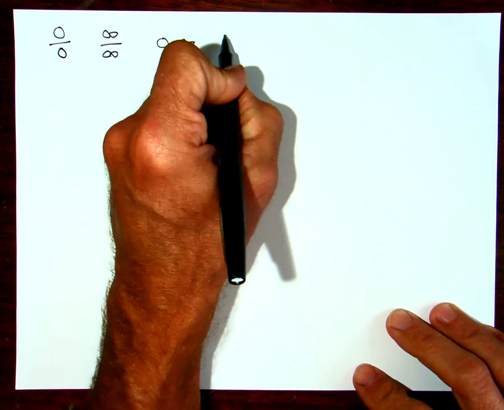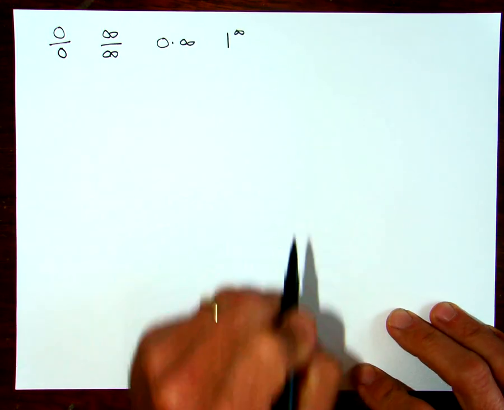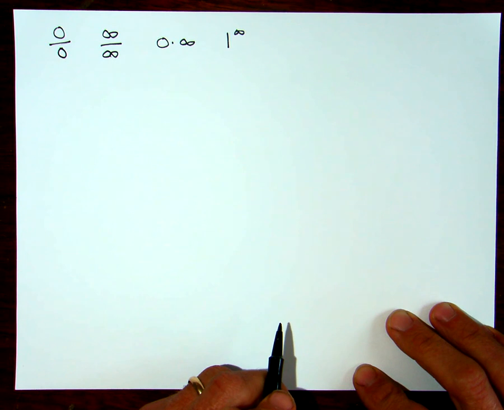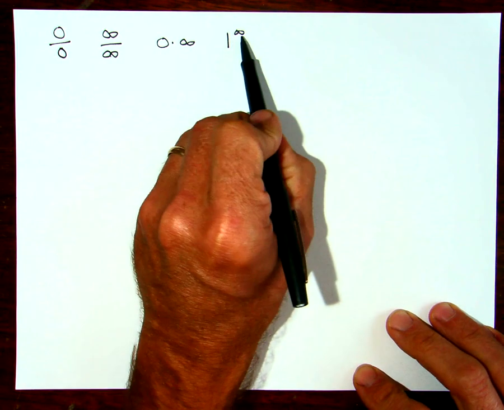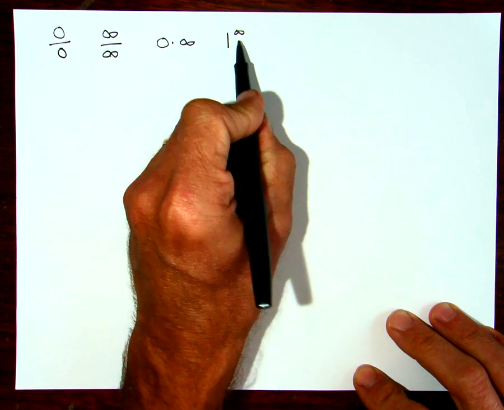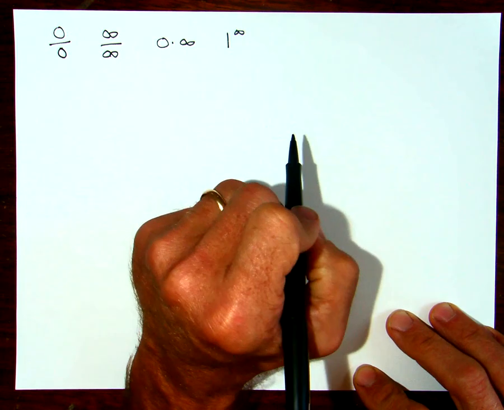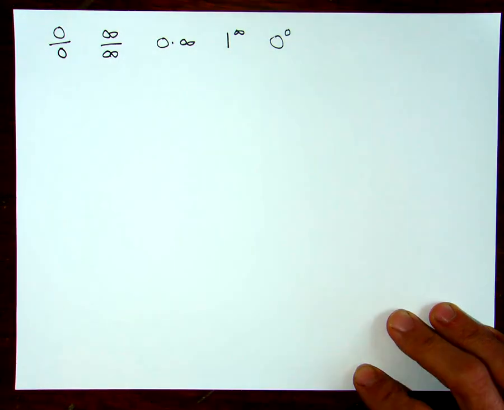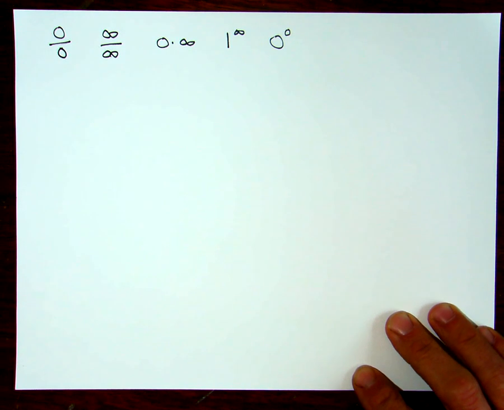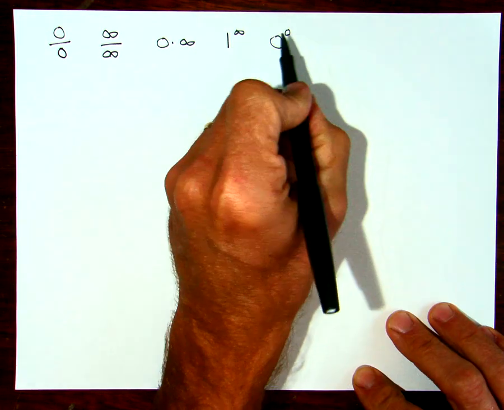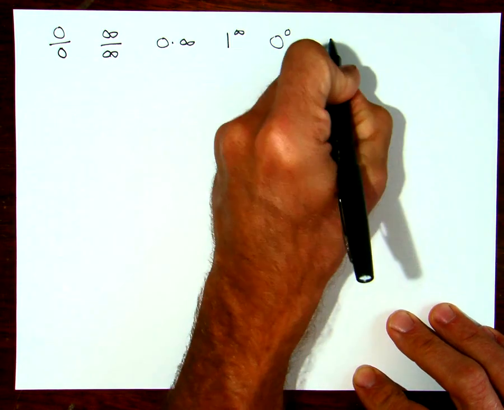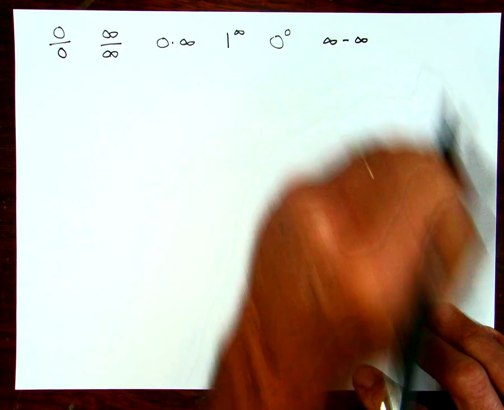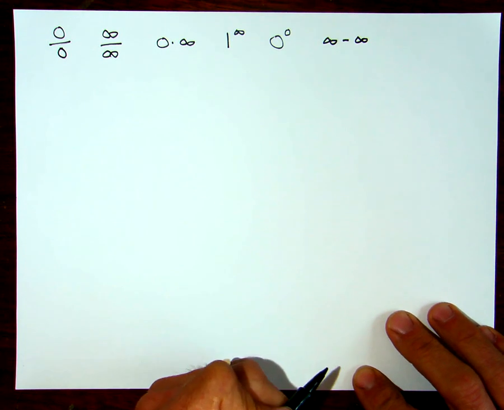We could have 1 to the infinity. So on one hand, we know that 1 to any power is 1. But how fast is the exponent blowing up to infinity, and is it fast enough for the limit to not equal 1? We could have 0 to the 0. So again, we have a rule that says 0 to any power would be 0, but we have another rule that says anything to the 0 power is 1. So again, it depends on the rate at which each of those functions are going to 0. Infinity minus infinity, again, depends on the rate at which each of the functions are going to infinity.